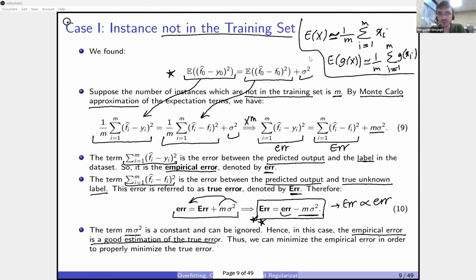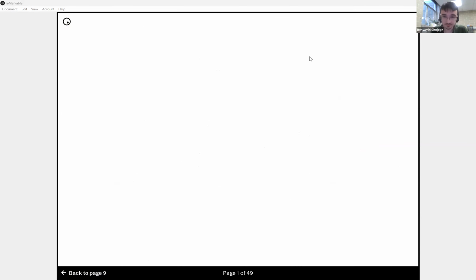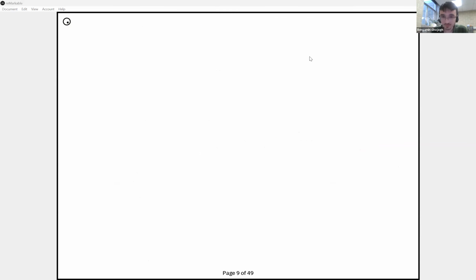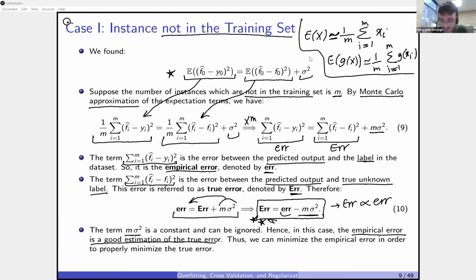So here, in equation 10, we saw that in case 1, when the instance was not in the training set, the empirical error of the test was a good estimation of the true error. Therefore, I can see it as a true error. That's why I'm denoting that as a true error.